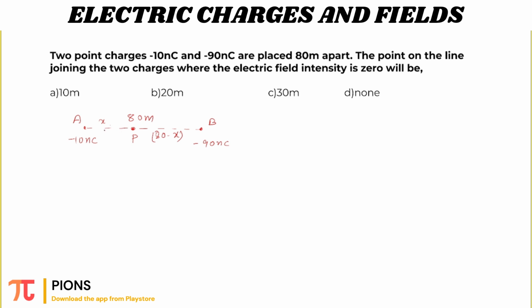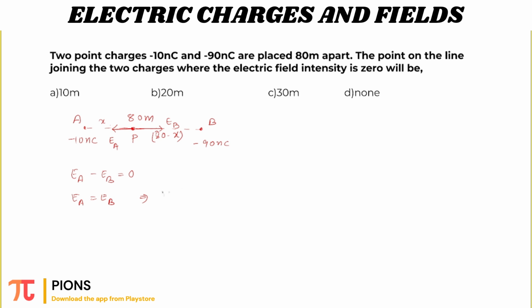Both are negative charges. So the electric field at point P due to charge A will be radially inward towards the charge. So this is EA. And the electric field due to charge B, that is again negative, so it will be EB in this direction. And since the angle is 180 degrees, we can say that EA minus EB at point P will be 0. That will be the resultant. So EA here will be equal to EB.